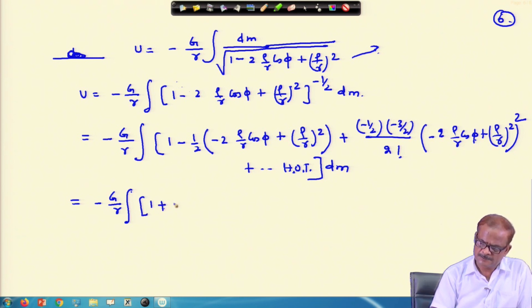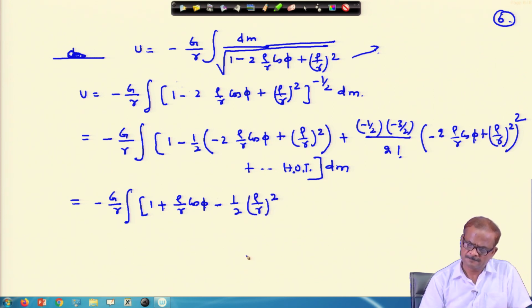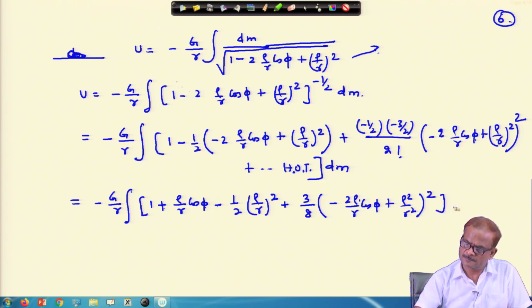1 plus, now if we break the bracket here, this becomes rho by r cos phi, plus here a minus sign, minus 1 by 2 rho by r squared, plus from this place we have 3 by 8 times minus 2 rho by r cos phi whole square dm.